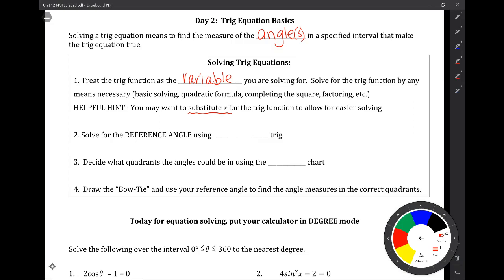All right, so after we isolate your trig function, the next step is finding the reference angle. Remember, finding the reference angle, sometimes we have to use inverse trig. In your calculator, that typically means you're going to do second sine or second cosine to be able to find the angle measure. So we're going to find our reference angle. Then we have to decide what quadrant matches our variable. Remember, our ASTC chart helps us determine that.